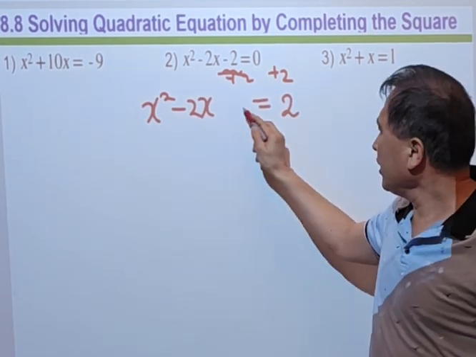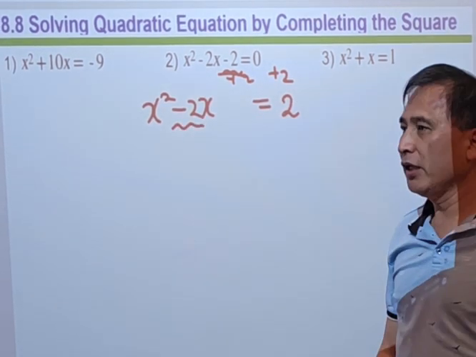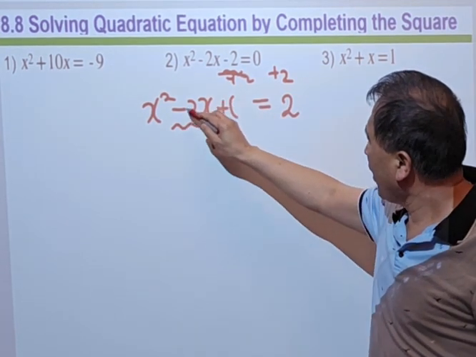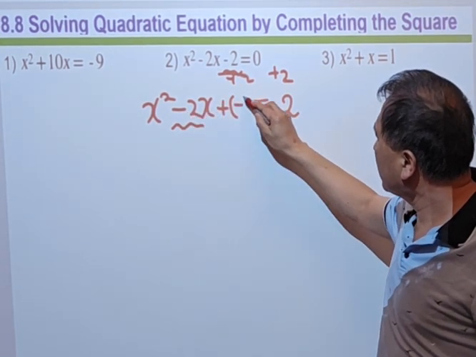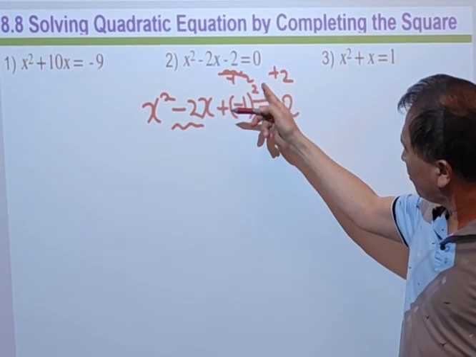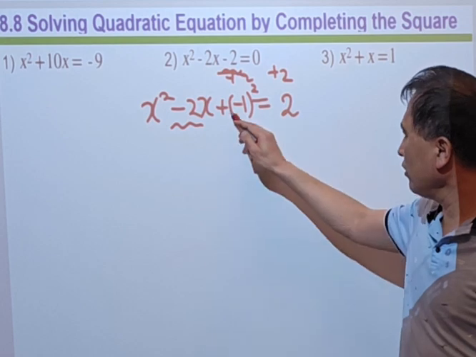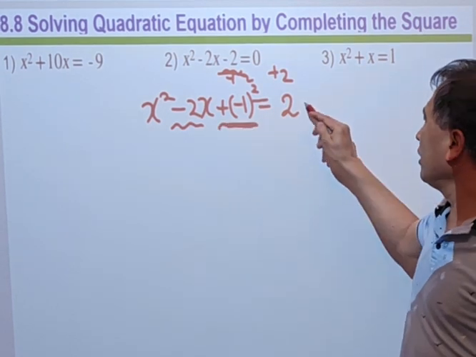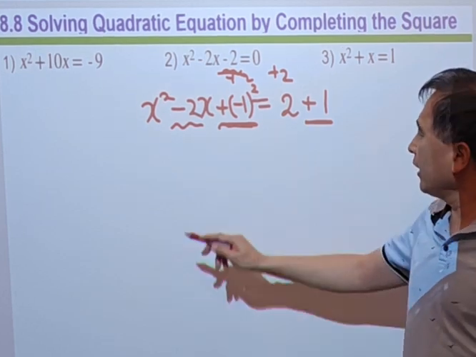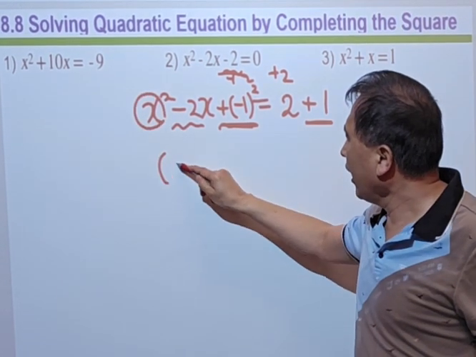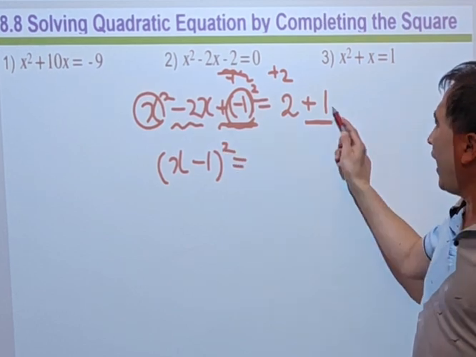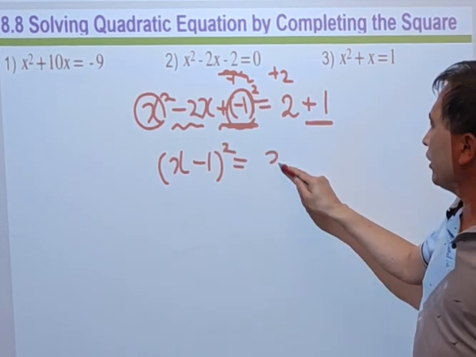Now what are you going to add here? Half of the first-degree term, squared. Half of negative 2 is negative 1. So negative 1 squared you're going to add there. Negative 1 squared becomes plus 1. So you add 1 here, then you need to add 1 to the other side too, right? The same number, you add to both sides. Now here x, and here minus 1 squared, and then you add these two numbers, that's a 3, right?